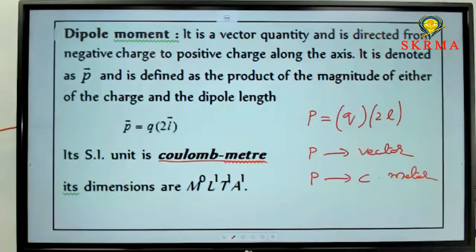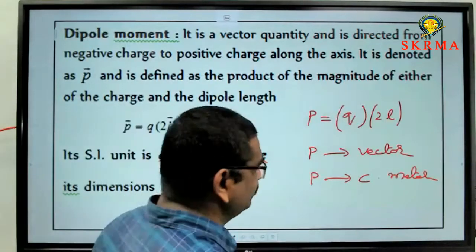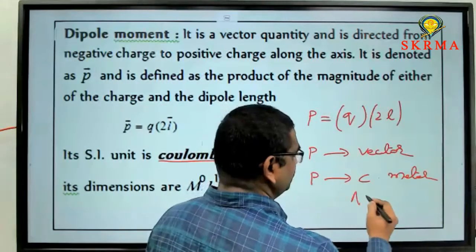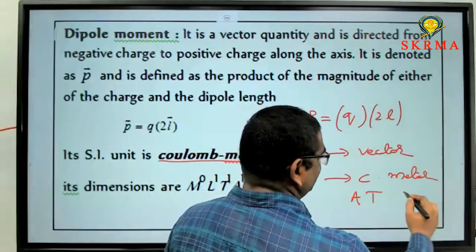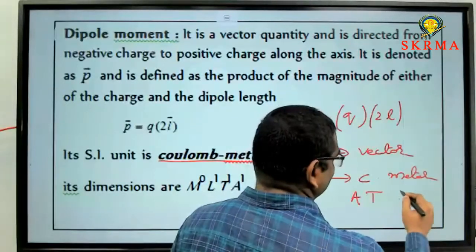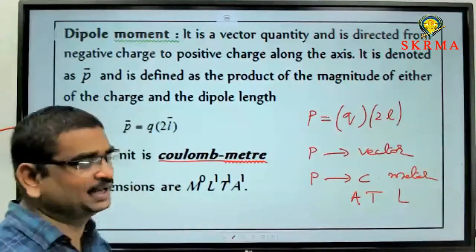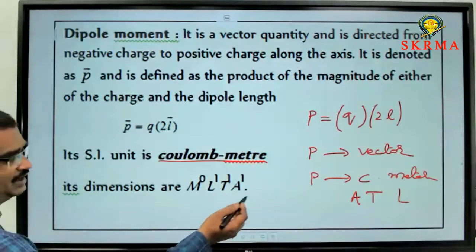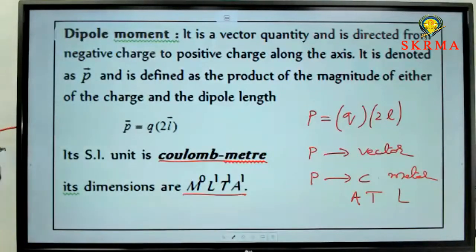Next, the dimensional formula. For coulomb, the dimensional formula is AT. For meter, the dimensional formula is L. If you rearrange that, you will get M power 0, L power 1, T power 1, A power 1. This is the dimensional formula for a dipole moment.